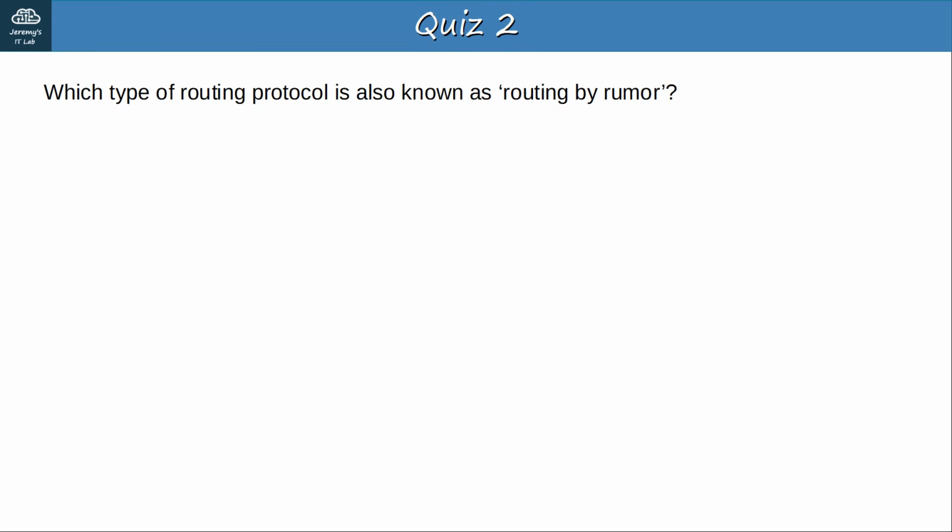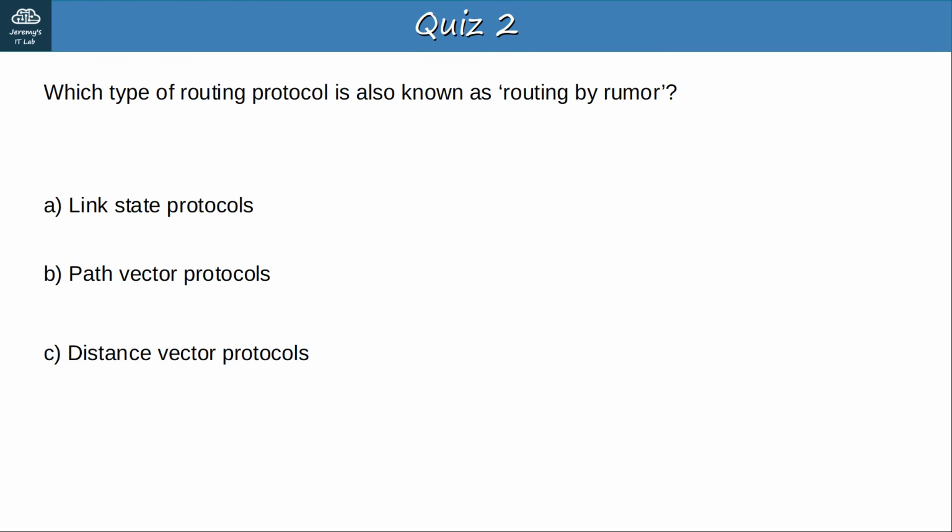Which type of routing protocol is also known as routing by rumor? A. Link state. B. Path vector. C. Distance vector. Or D. Interior gateway. Pause the video to think about your answer.